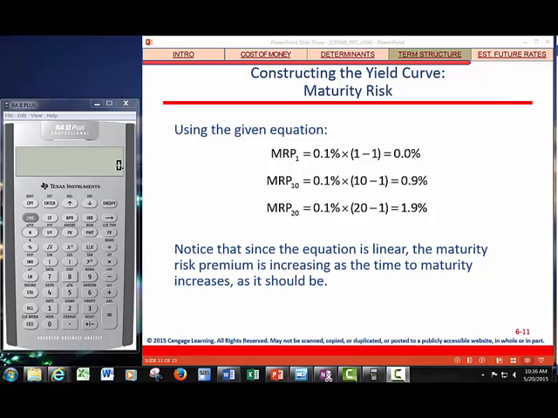Also, keep in mind that the shape of the yield curve depends primarily on 2 factors. 1, expectations about future inflation, and 2, the relative riskiness of securities with different maturities. If you see a yield curve that is upward sloping, this is due to increasing expected inflation and an increasing maturity risk premium. And if you saw a yield curve that was downward sloping, that would be due to decreasing expected inflation and a decreasing maturity risk premium. And if it's flat, then you expect no change in inflation or the maturity risk premium.